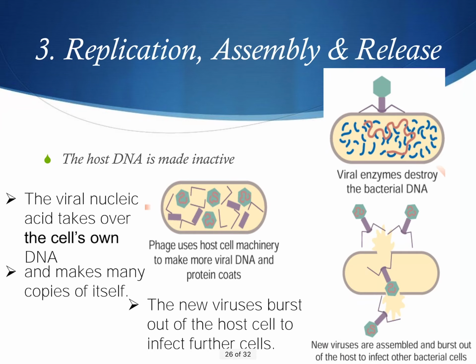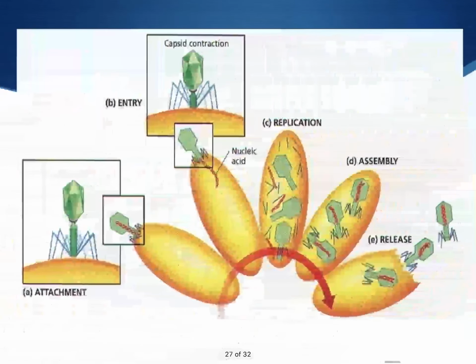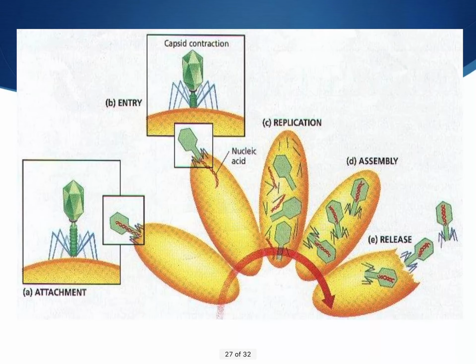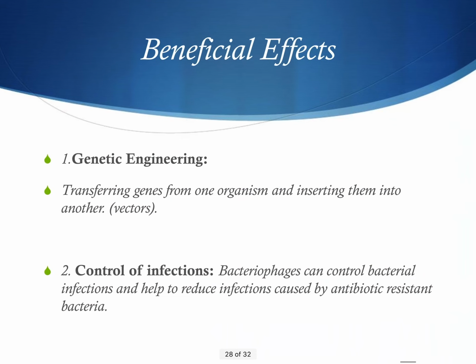And then assembly means that new viruses are put together. So new copies of the RNA and new protein coats are assembled together to make new viruses. And then the final stage is release, where the bacteria cell or the human cell will burst, if you like, and release thousands of viruses that will then infect new cells. Okay, so you need those stages: attachment, entry, synthesis, assembly, and release.